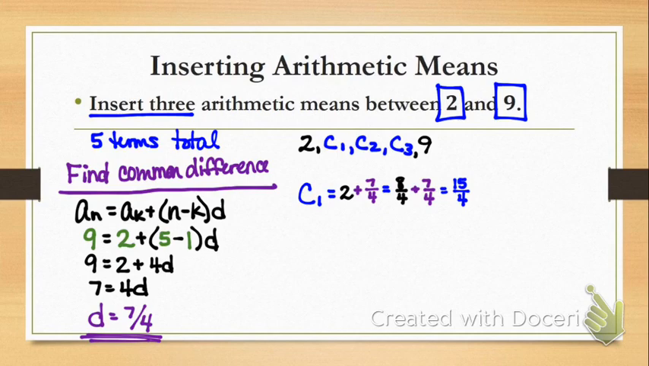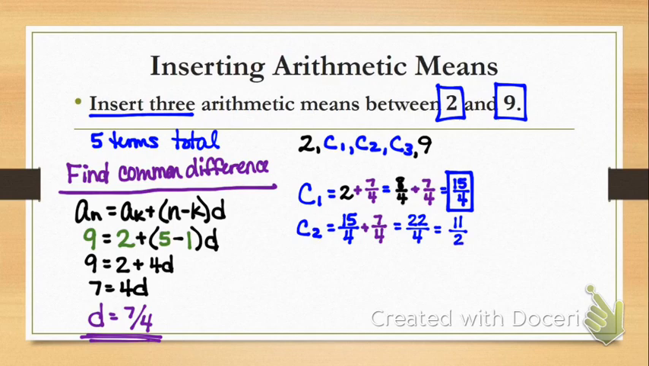It's the second term in our sequence, but that's the first one that we were asked to find. So there's one of them. To find the second one, I'm going to take 15/4, and I'm going to add 7/4 to it. 22/4. Can we reduce that at all? What would that reduce down to? Yep, 11/2.